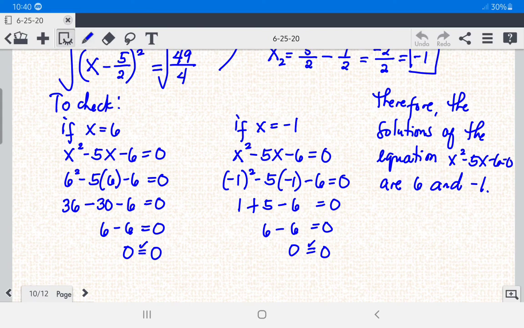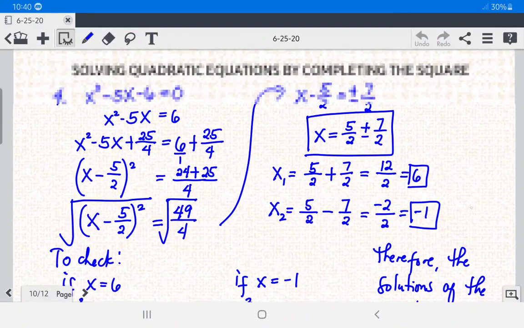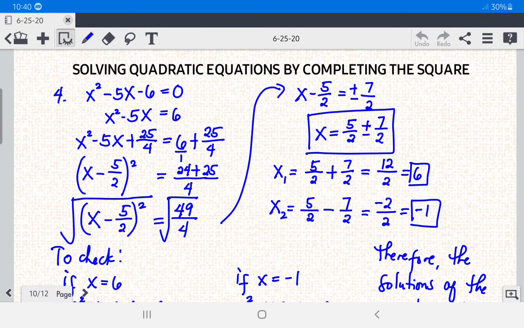So, that's the solution for number 4. Okay, so if you have questions, you can comment below and then I'll answer it for you.